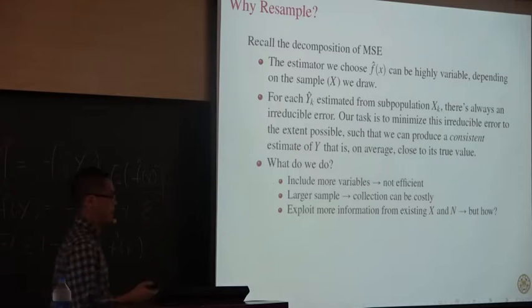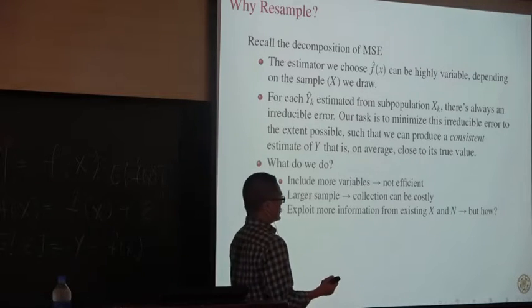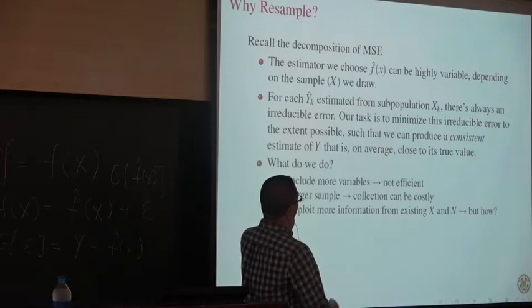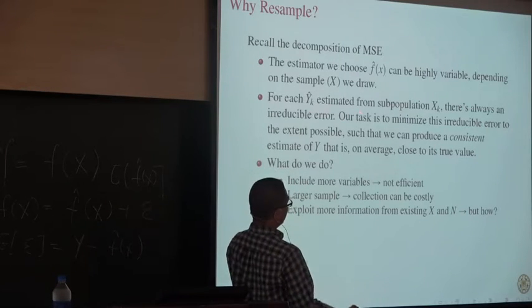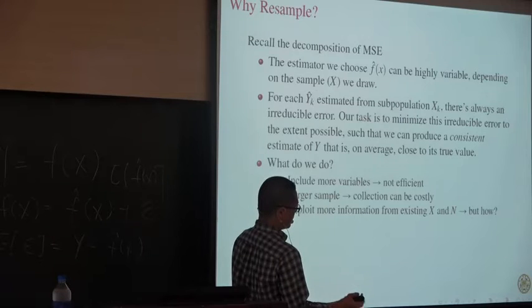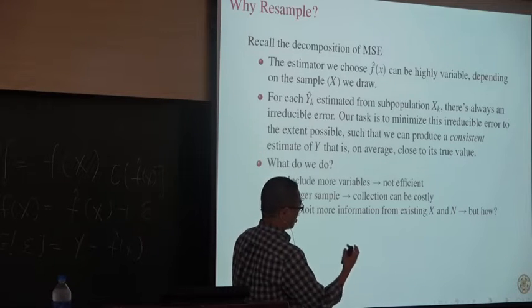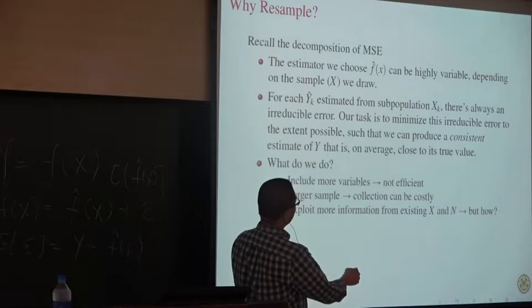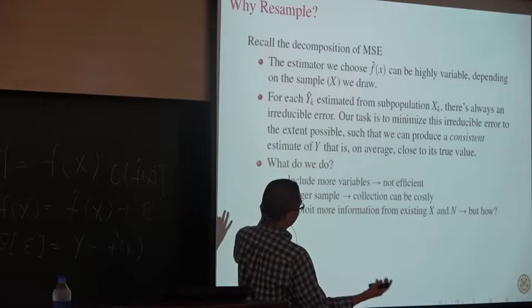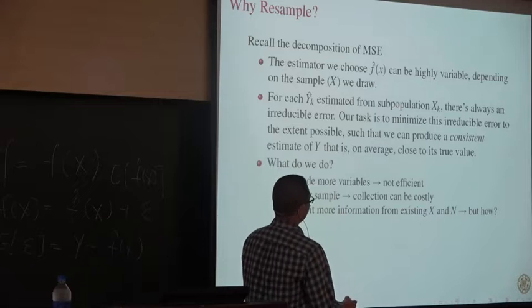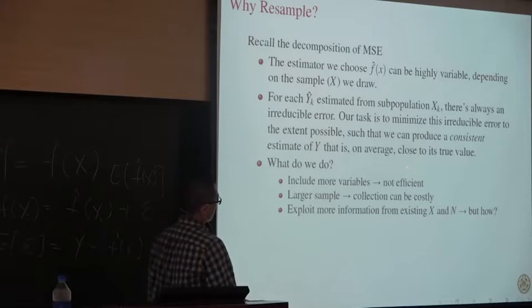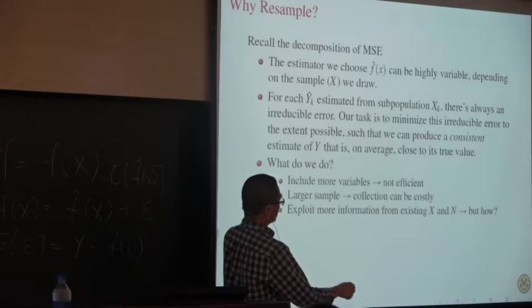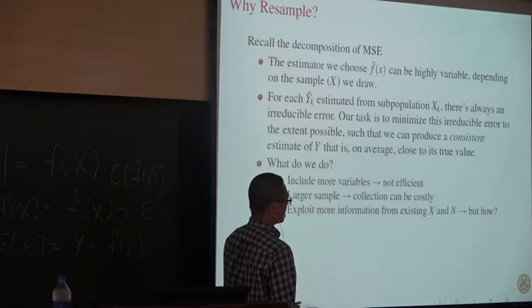Because of the somewhat unrealistic assumption that for each sample of size K that we draw on a subpopulation, there's always an irreducible error. But that's perfectly fine. Given the test, we tend to minimize this error to the extent possible, so that we can produce a consistent estimate of y.